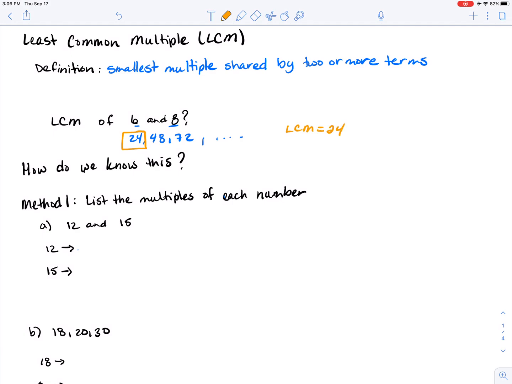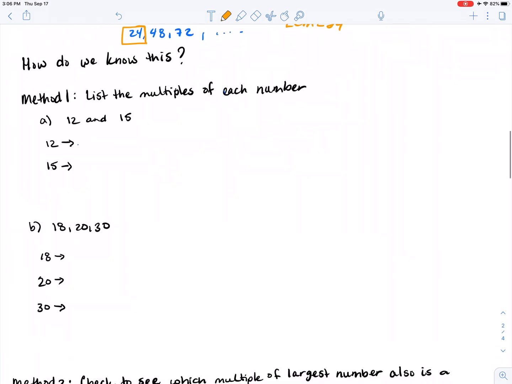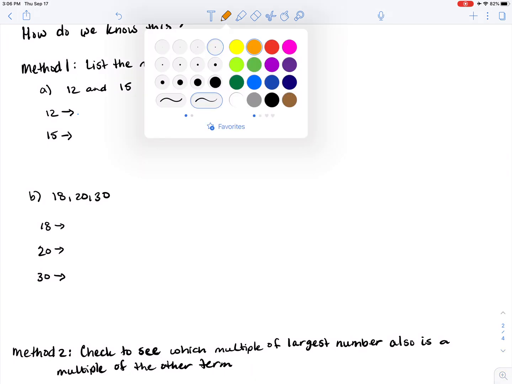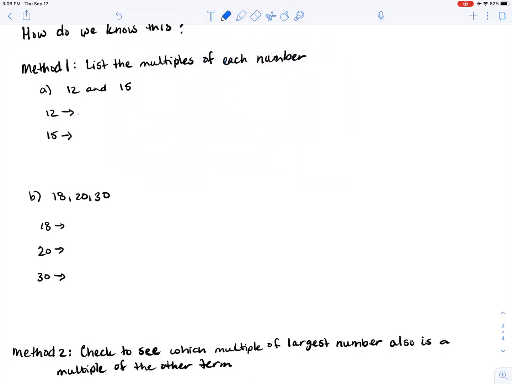Now I know you might be asking, but Miss Carla, how actually do we know this? There's 3 methods to find the least common multiple. The first method is by listing the multiples of each number. So let's look at the first example of 12 and 15.